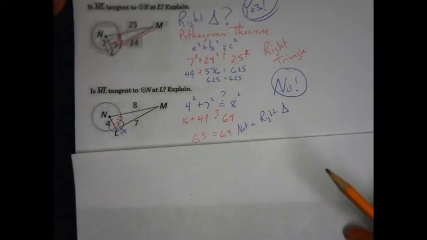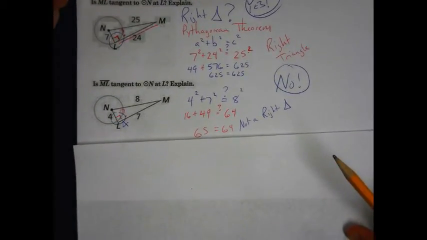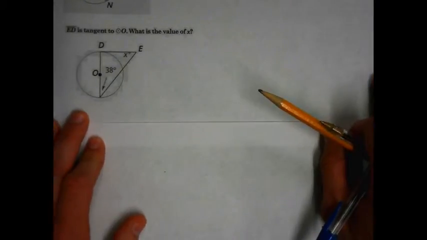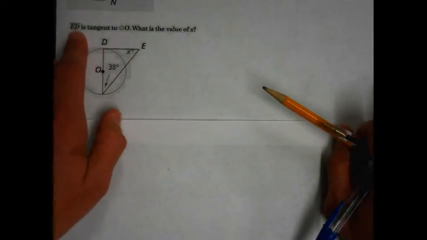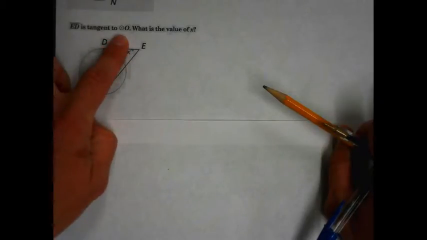All right, so let's do a couple more examples when it comes to angle measures, and then we'll wrap this first video up, so we're getting used to things. I'm going to start with this question first in this diagram. ED is tangent to circle O, what is the value of x?